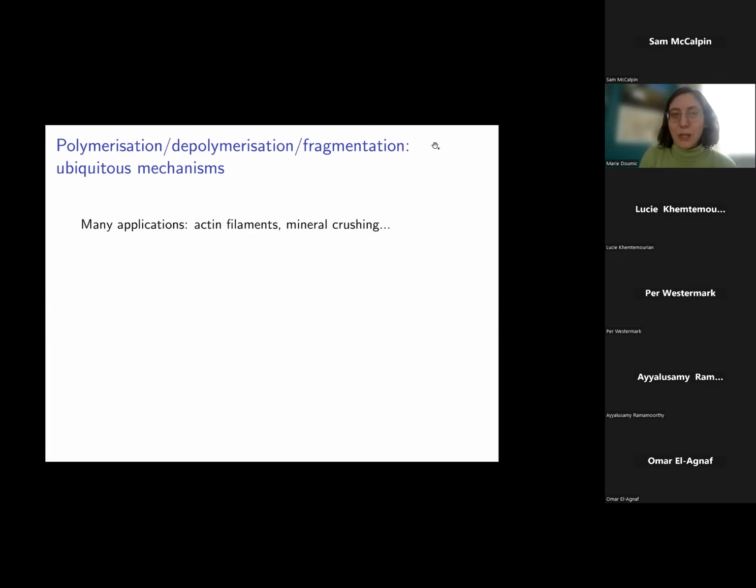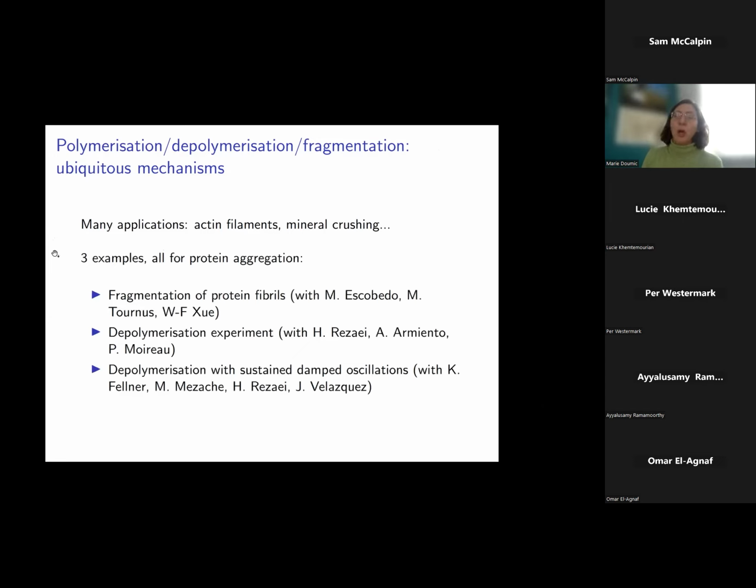Okay, so polymerization is a ubiquitous mechanism, as are depolymerization and fragmentation. There are many applications. Of course, there are amyloid fibril formation and degradation, but you can also imagine other applications like actin filaments or mineral crushing. However, I have really focused on amyloids until now. I have written three examples here, but in reality I will focus on two examples of protein aggregation.